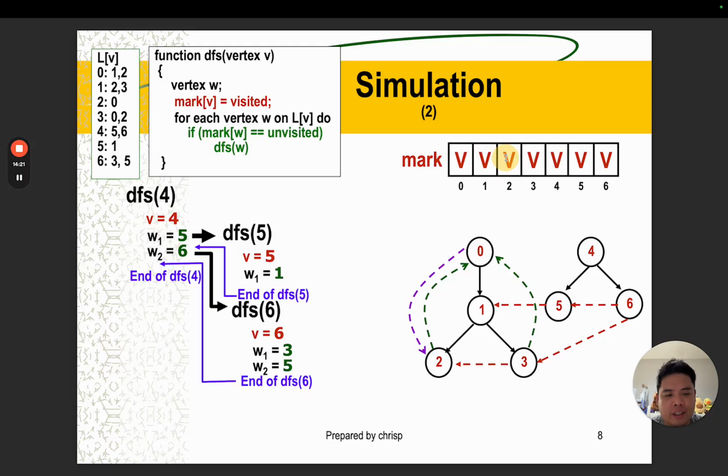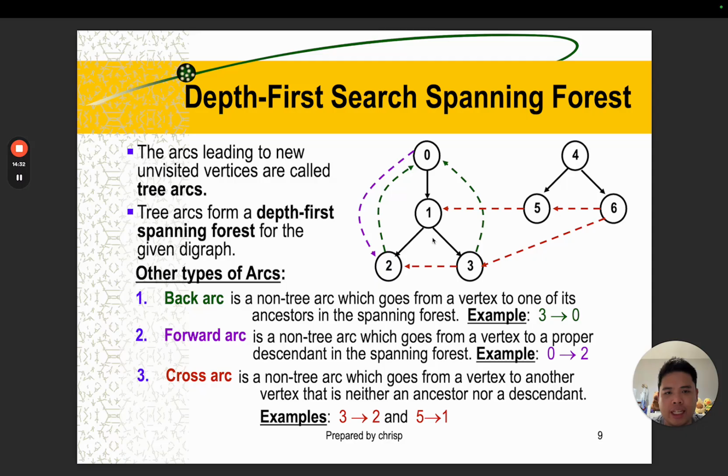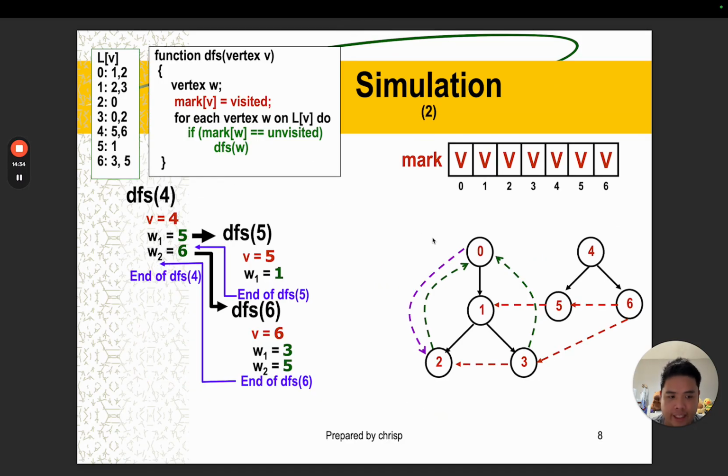Are all the vertices visited? Yes, they are. So therefore, I was able to run my DFS and I have my result, which is a spanning forest. Now, you will notice something to the right side. The right side basically represents my spanning forest.